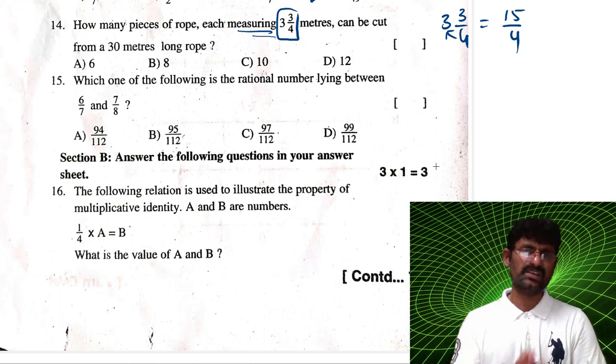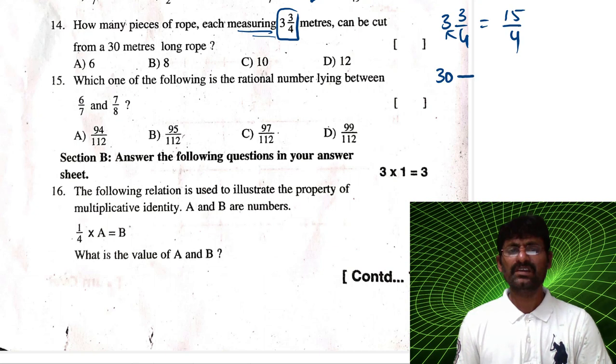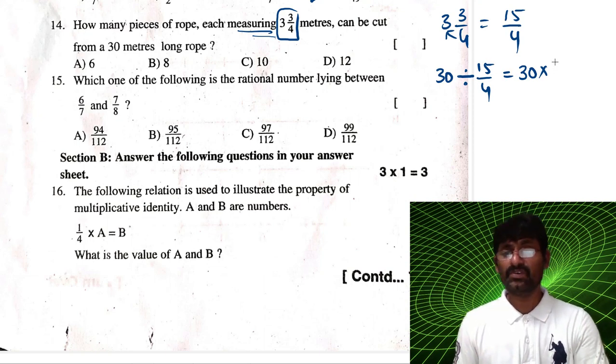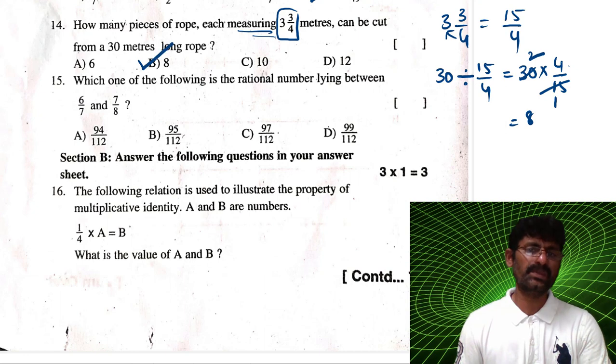Like that we need to cut that 30 meters long rope. So how many pieces will we get? Simply you divide. So 30 divided by 15 by 4. So this is equal to, we can write this as 30 times, in the place of divided by, if you write times, we need to take the reciprocal of 15 by 4. The reciprocal of 15 by 4 is how much? 4 by 15. You can cancel 15 times 1 and this is 15 times 2. So this is equal to 2 times 4 is 8. So you will get how many? 8 pieces. So option B is correct.